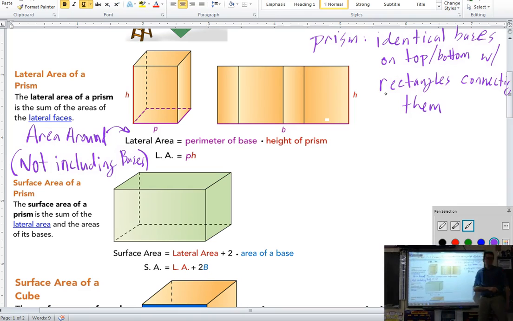Not including bases. Down before I wrote it down? Yeah.